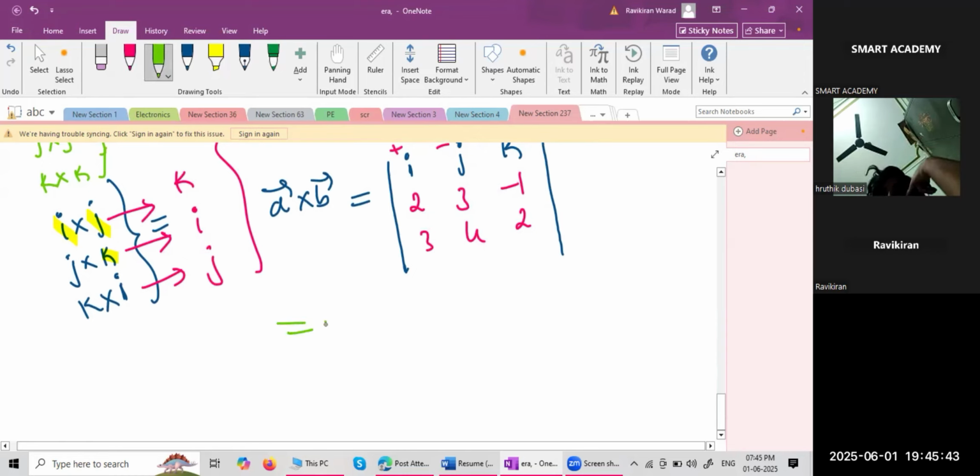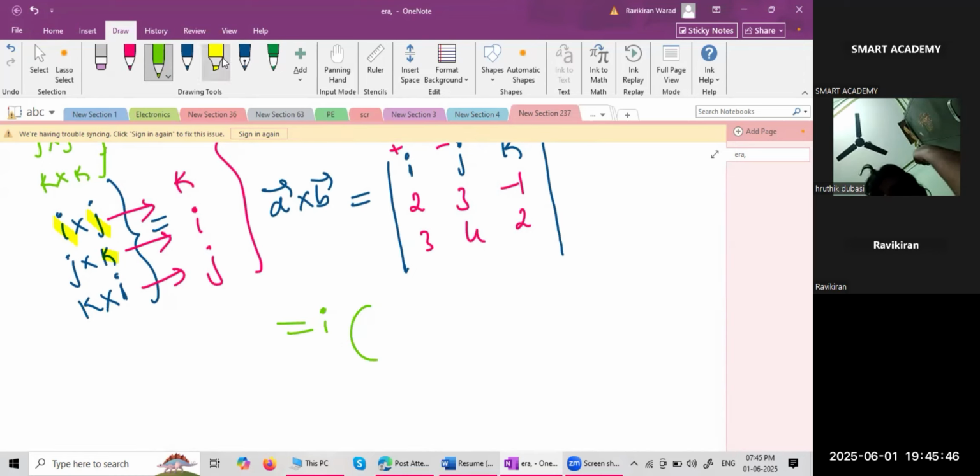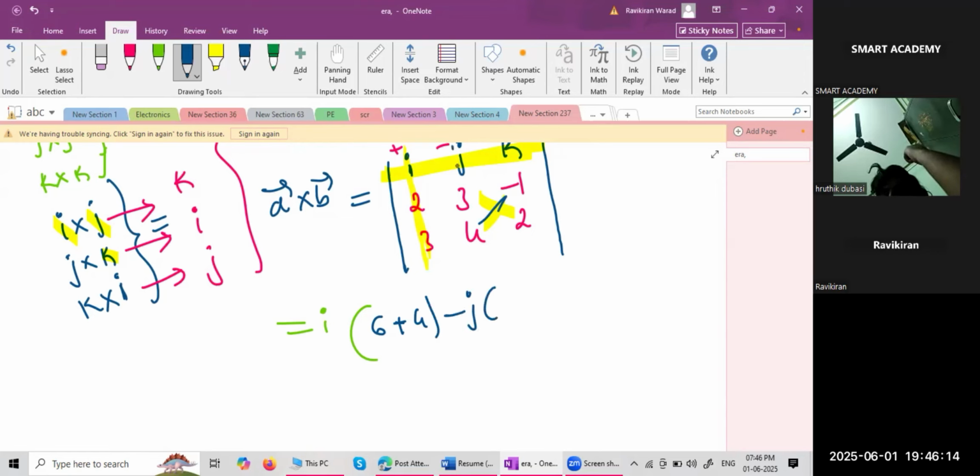Expand this determinant. Take i outside. To take i outside, leave the corresponding row and column. Then 3 into 2 is 6, minus, 4 into minus 1 is minus 4, minus into minus is plus 4. Clear? Minus j: if I take j outside, leave the corresponding row and column. 2 into 2 is 4, minus 3 into minus 1 is minus, minus gives plus 3.